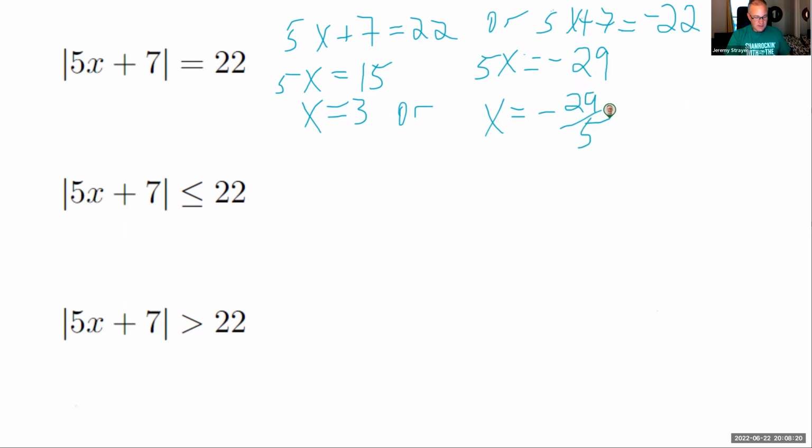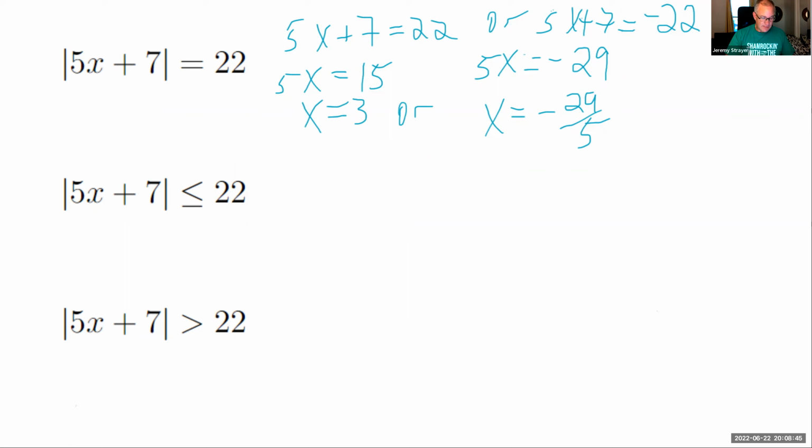Okay, so in this situation with equality, we get two possible answers for x. So there we have it. A little bit different. x could be 3, or this negative 29 over 5, which is a little bit smaller, like a little bit to the left of negative 5 on the number line.